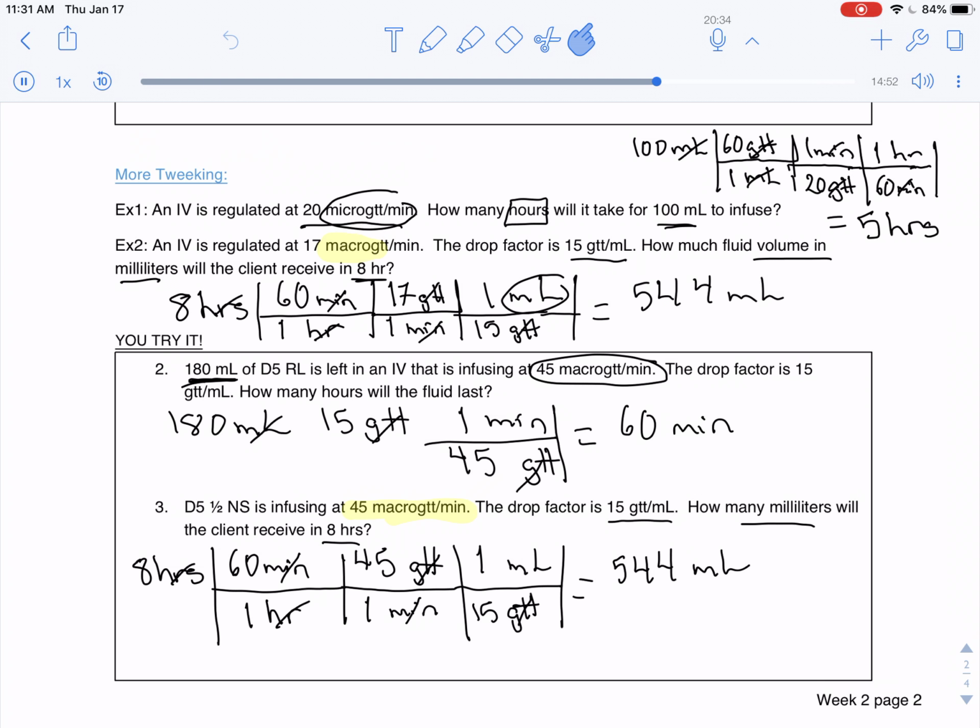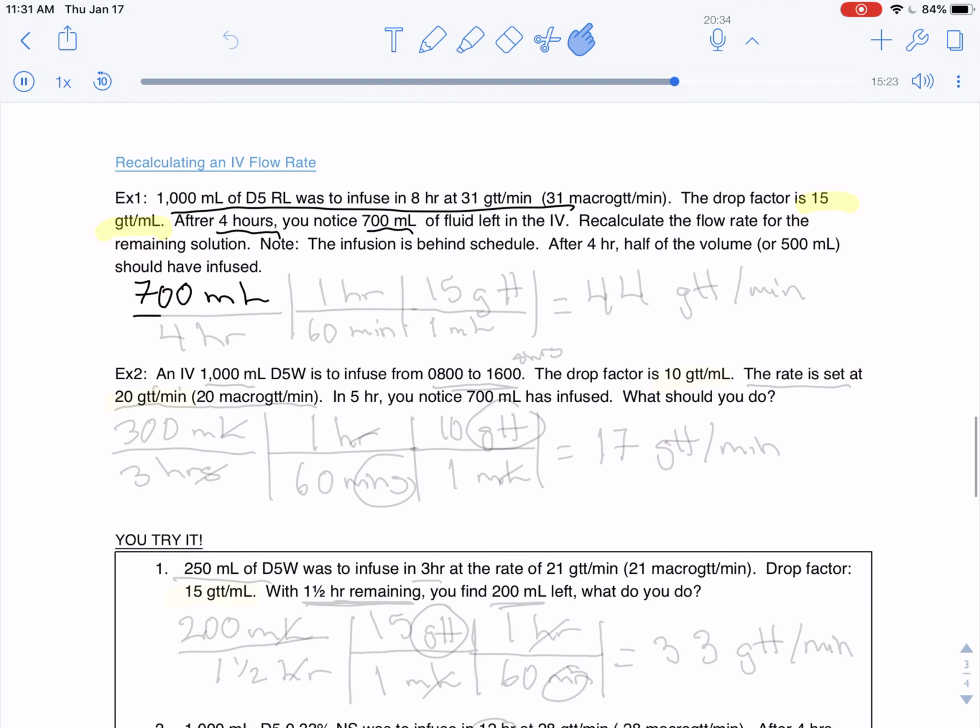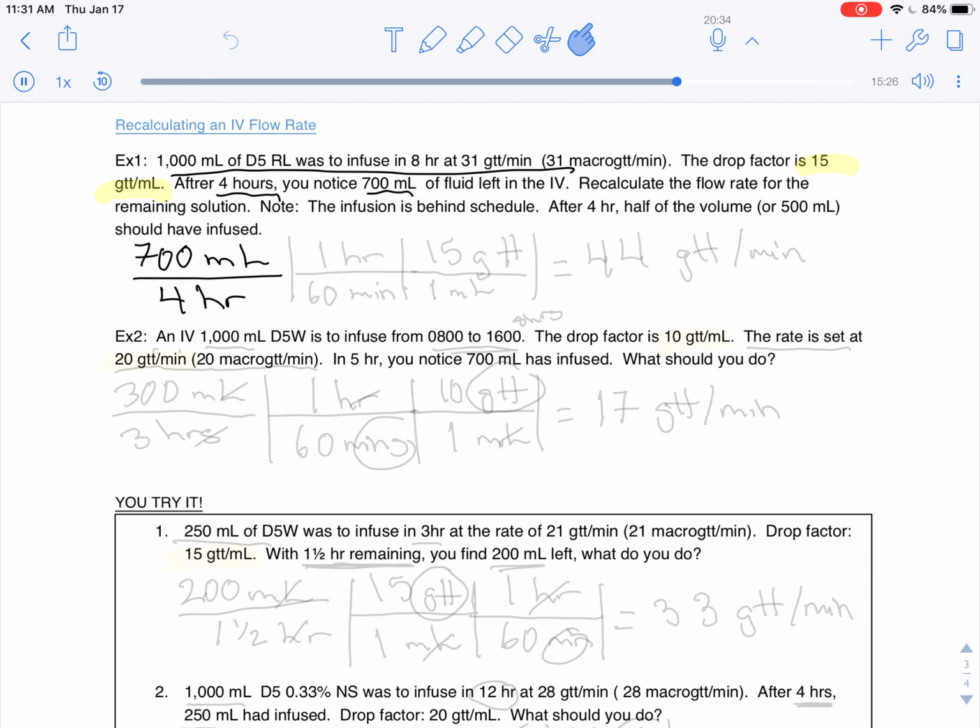This next problem is different. We have 1,000 milliliters that was supposed to be given at this rate, but we can ignore that part because the next part says that we have 700 milliliters after 4 hours. Our drop factor is 15 drops per milliliter. We're supposed to recalculate the flow for the 700 milliliters left. So that means we're going to start off with the 700 milliliters that we have left over the time span of 4 hours. So this is what we're working with, and we have to calculate the rate that is left over.